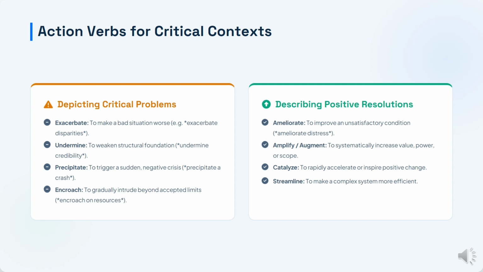Now, if we have positive resolutions, we can use the word ameliorate. Ameliorate is to enhance or improve an unsatisfactory condition. So, ameliorate distress can be an example. Amplify or augment is to systematically increase value, power, or scope. Catalyst or catalyze is to rapidly accelerate or inspire positive change. Streamline means to make a complex system more efficient.